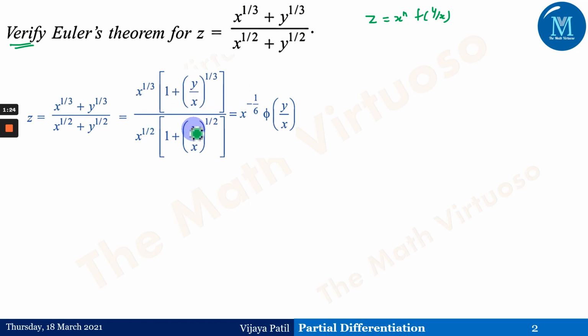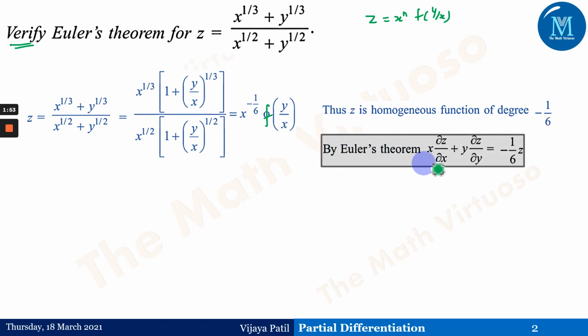That means we can go ahead like this, and therefore x to the power 1 by 3 minus 1 by 2 would give us x to the power minus 1 by 6 phi of y by x. This phi is some function of y by x, we can use f also, it doesn't matter. Therefore z is a homogeneous function of degree minus 1 by 6. Therefore by Euler's theorem, x dou z upon dou x plus y into dou z upon dou y is equal to minus 1 by 6 times z.